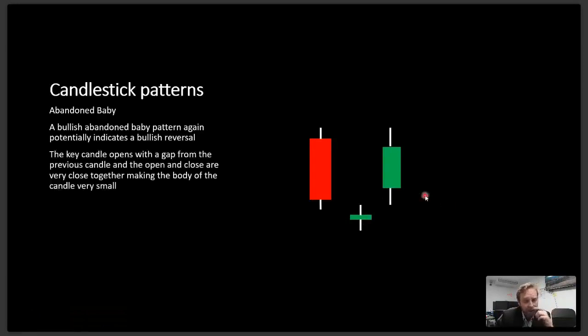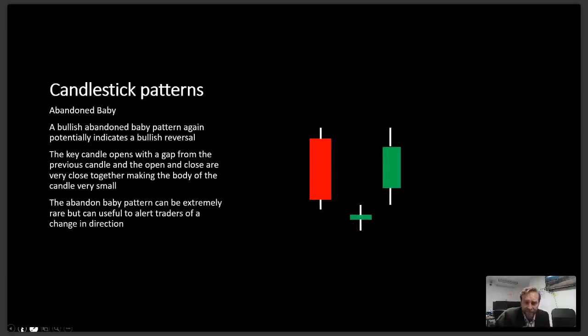And like I say, often with the abandoned baby the actual candlestick opens with a big gap from the previous candle. If it's bearish, it opens with a big gap from the previous close. If it's bullish, it opens with a big gap from the previous candle close as well. So it's got to have a gap in it. And like I say, it's a very rare pattern to see, but it can be a very useful indicator to alert traders of a change in direction.